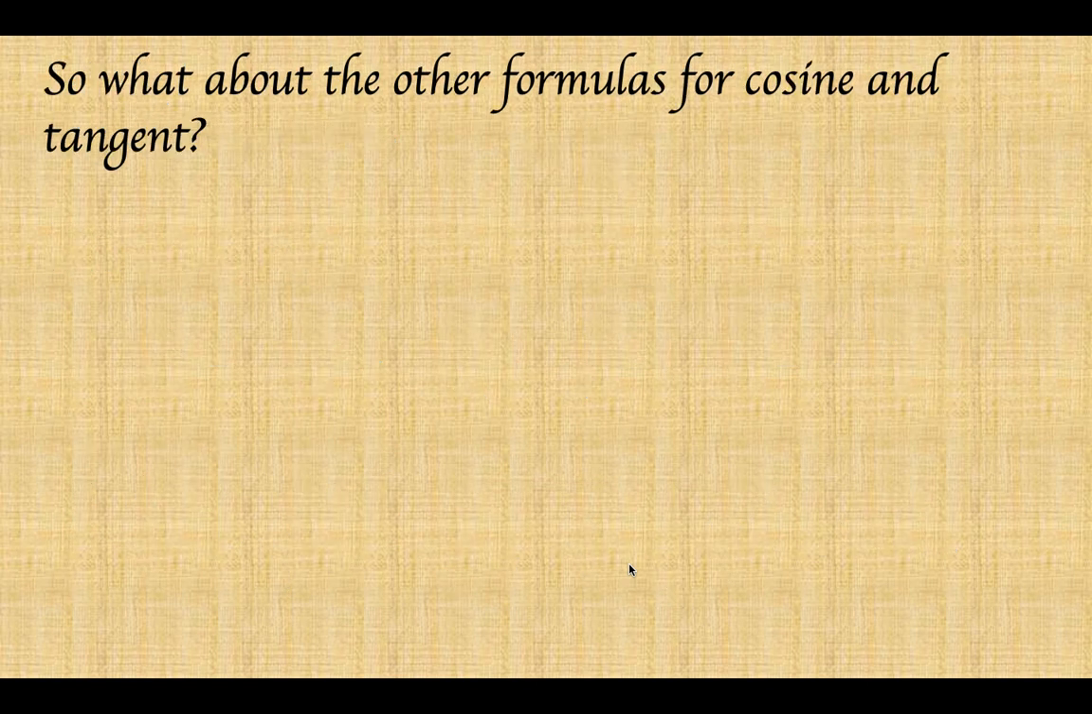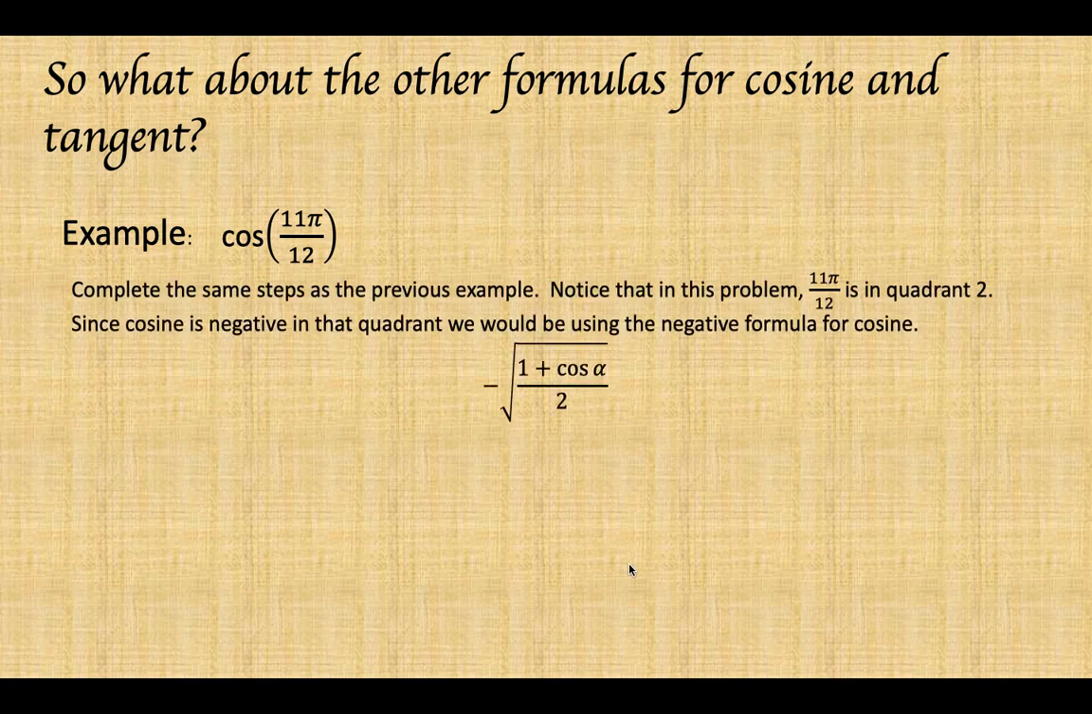All right, so a couple other things. What about for cosine? Because I just did a sine example. We've got other formulas. So for cosine, well, it turns out it's all the same steps, right? Complete the same steps as the previous example, except in this problem, you should notice that 11 pi over 12 is in quadrant 2, and cosine's negative there, so you would want to use the negative cosine formula. And in this case, you would ignore the positive part. You know your answer needs to be negative, so there's a negative sign out front.